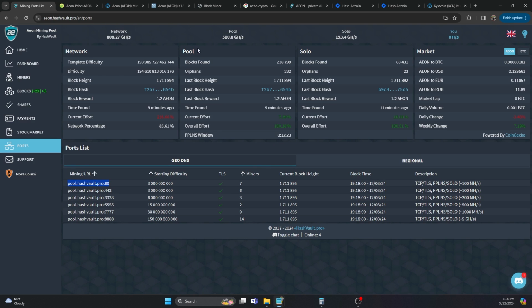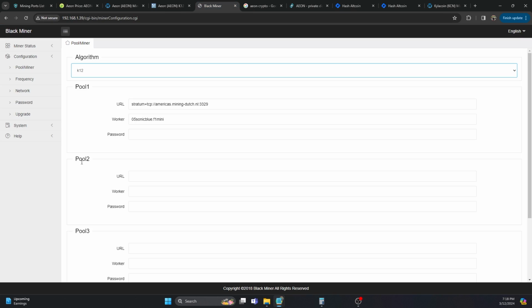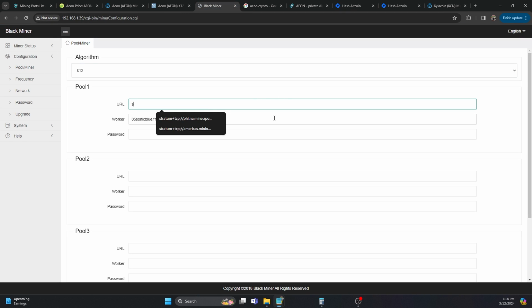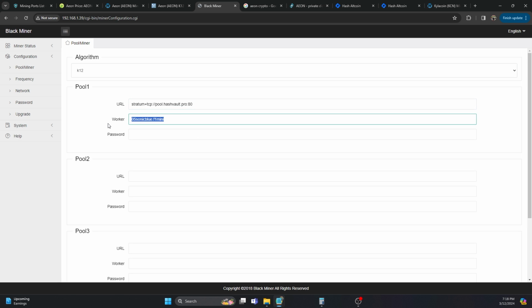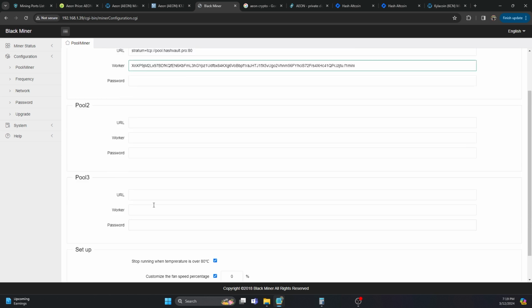And this is relatively simple to do on the F1s. So on the BlackMiner dashboard, we're going to hop on over here. And we're going to do stratum plus TCP colon slash slash, and then pool.hashvault.pro colon 8080. And in our worker name, we need to grab our Aeon wallet address. So let me go ahead and grab that real quick. All right, so we've got our wallet address. We're kind of ready to go here.